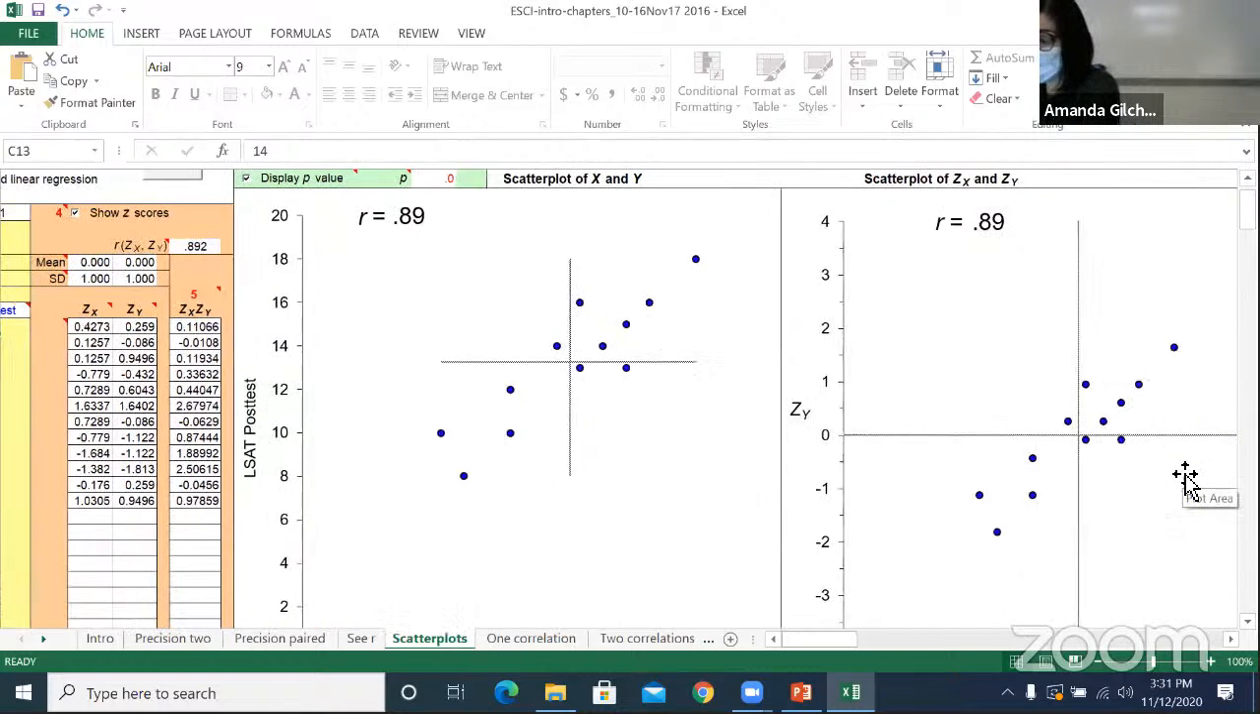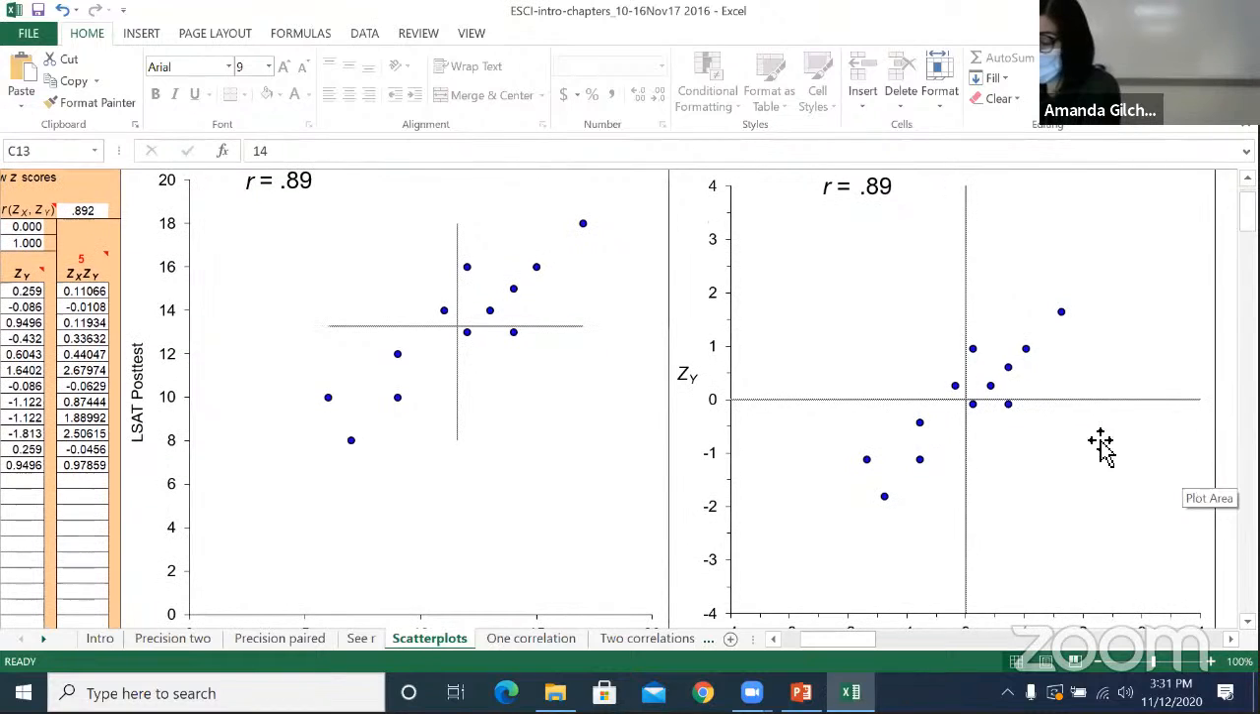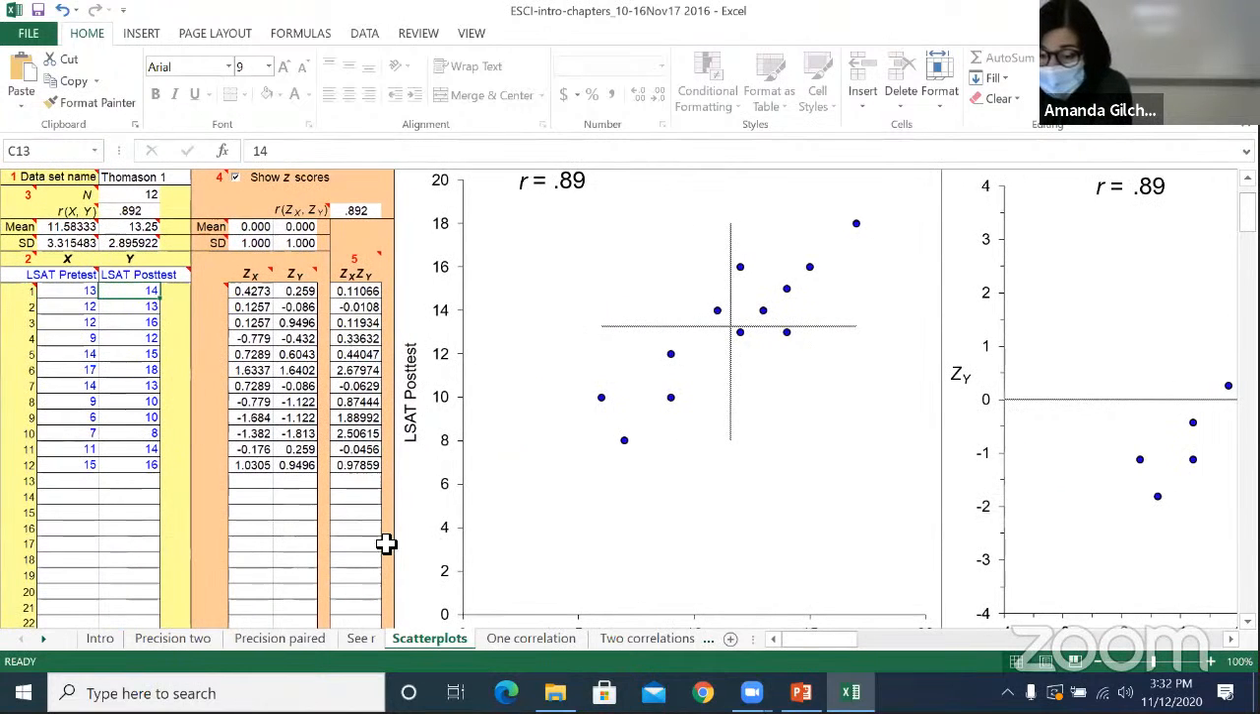So here actually are the scatter plots of zx and zy. Notice that they look really similar to our scatter plot, except now they're expressed in standardized scores. We add all of these up, and this is how we get our correlation coefficient. Now here's what you'll notice. Our mean is 0 for both of these. Now why would our mean be 0? Because when you put in standardized scores, 0 is the mean. And our standard deviation is 1, because we've put it into a standardized format.